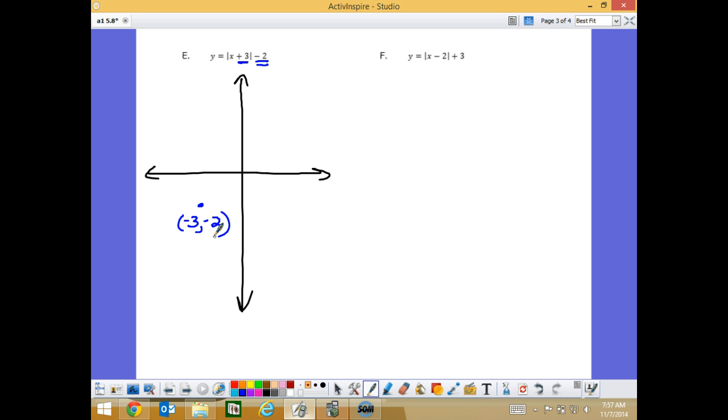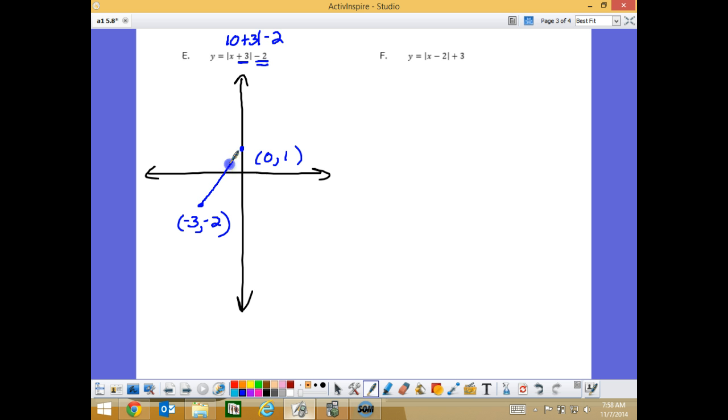Now, once again, we can find the y-intercept of this graph by plugging in 0 for x. Again, whenever you want to find the y-intercept of a graph, substitute 0 in for x. If you want to find the x-intercepts of a graph, substitute 0 in for y. So when we substitute 0 in for x, and then do the arithmetic, 0 plus 3 is 3. The absolute value of that is 3, and then 3 minus 2 is 1. So the y-intercept is 0, 1.